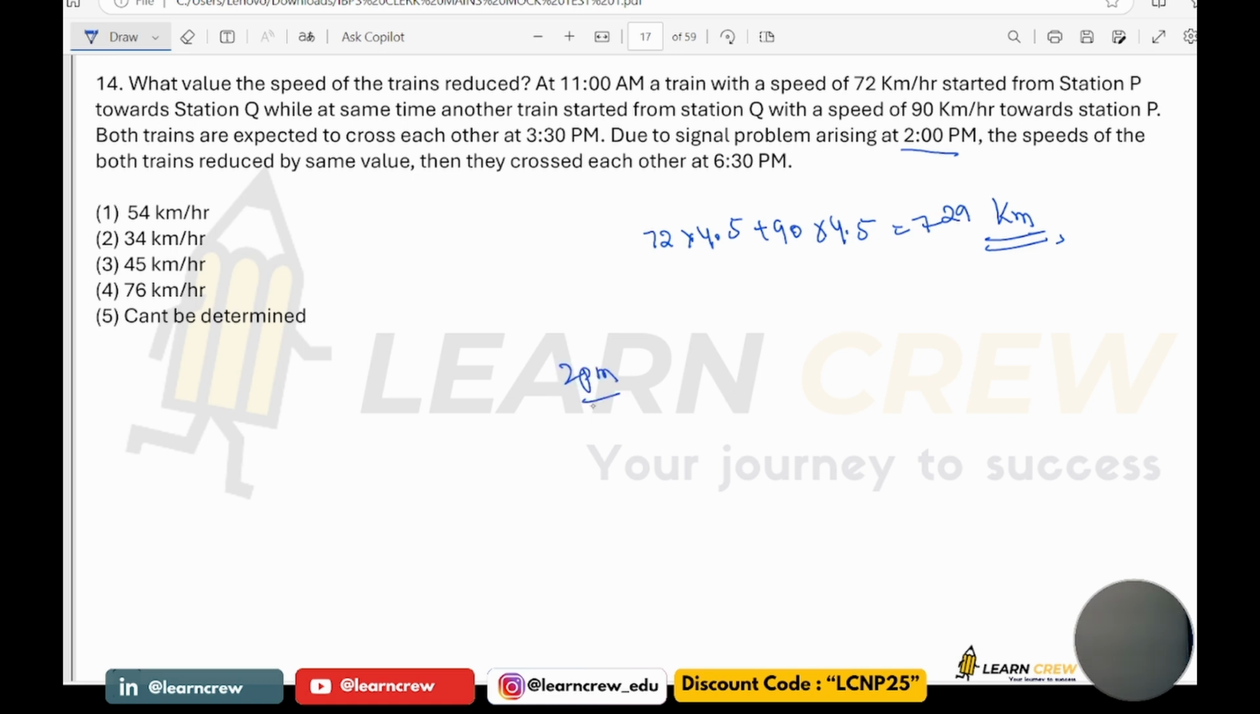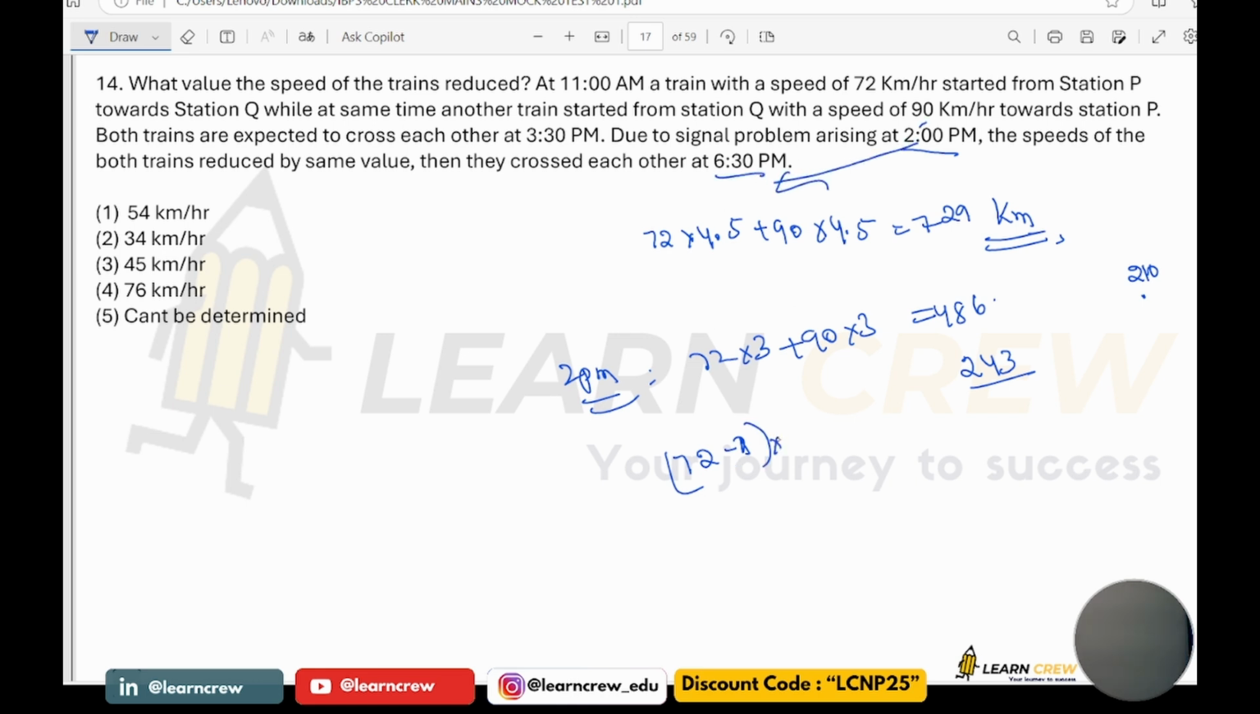72 into 3 plus 90 into 3, which is equal to how much? 72 into 3 is 216, plus 90 into 3 is 270, which is 486. So what is the remaining distance left? The remaining distance left is 243. So after they reduced their speeds and crossed at 6:30, it has taken 4.5 more hours.